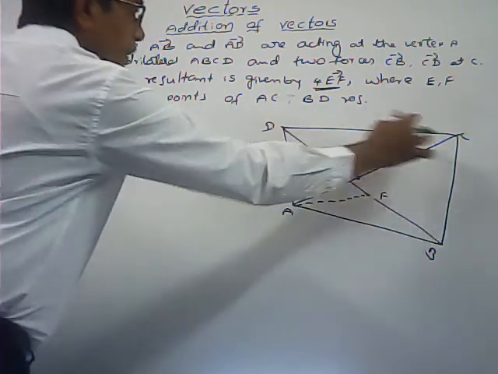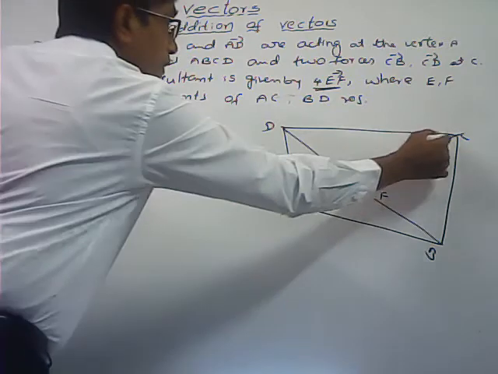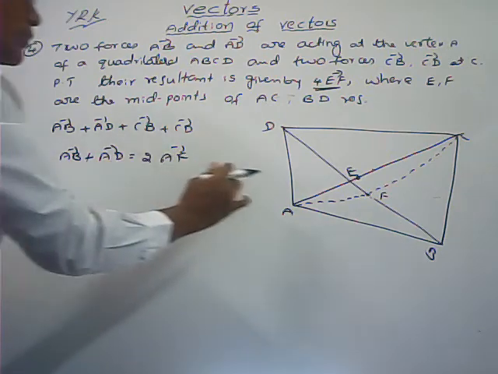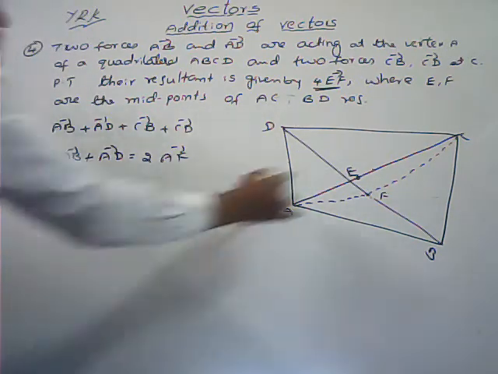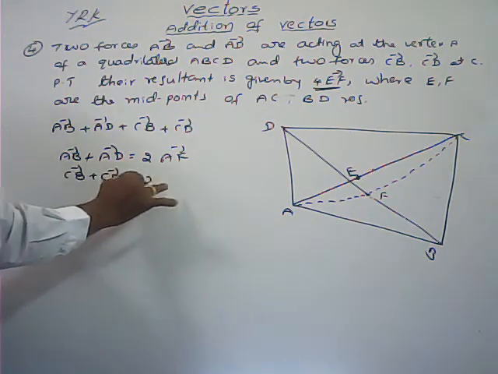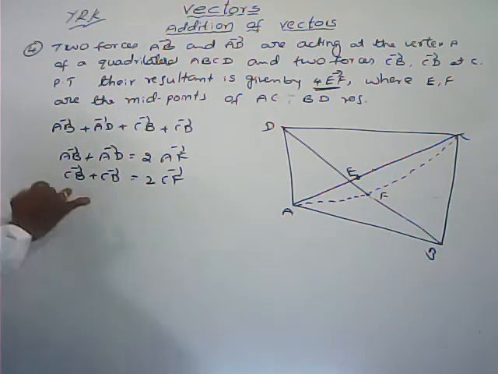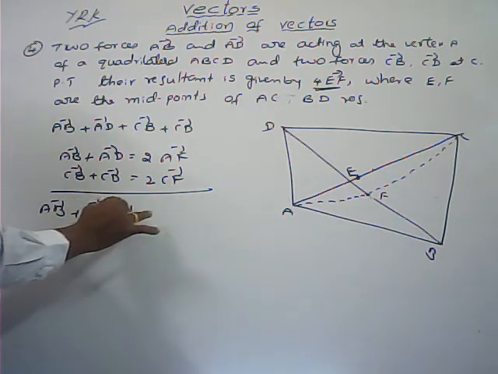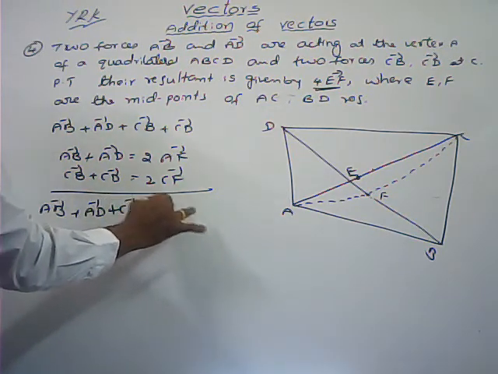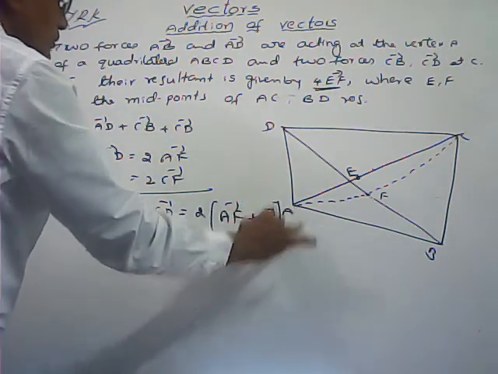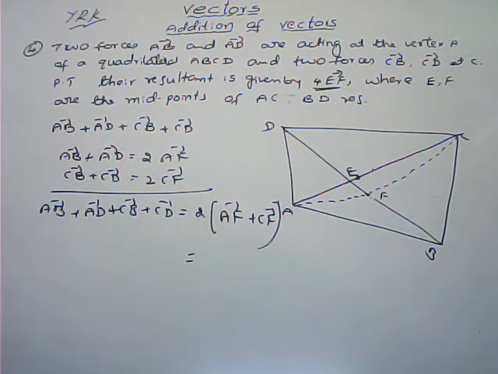And here I am taking triangle CBD, where CF is the median only. Since CF is the median, the same condition as previously written I am applying here: CB bar plus CD bar we can write as 2 into CF bar. If I add these two relations, AB bar plus AD bar plus CB bar plus CD bar is equal to 2 of AF bar plus CF bar. 2 of AF plus CF I got.